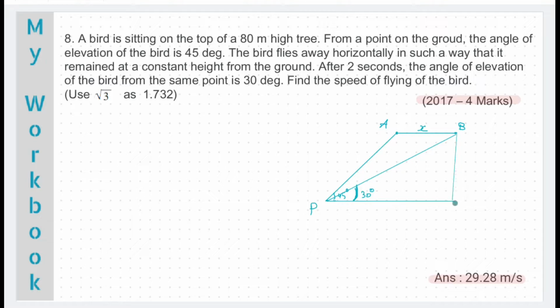So let's complete the triangles. Both of these will be perpendicular, and the height of the tree is given as 80 meters. So AD will be 80. Similarly, if this point is C, BC will also be 80. Now let's first consider triangle PAD.